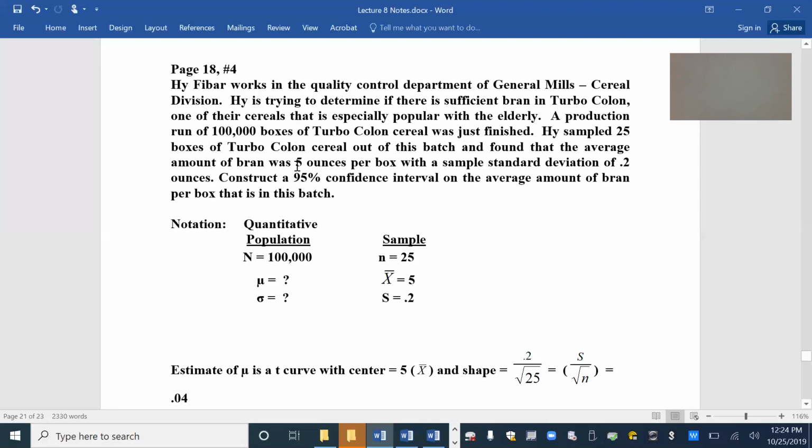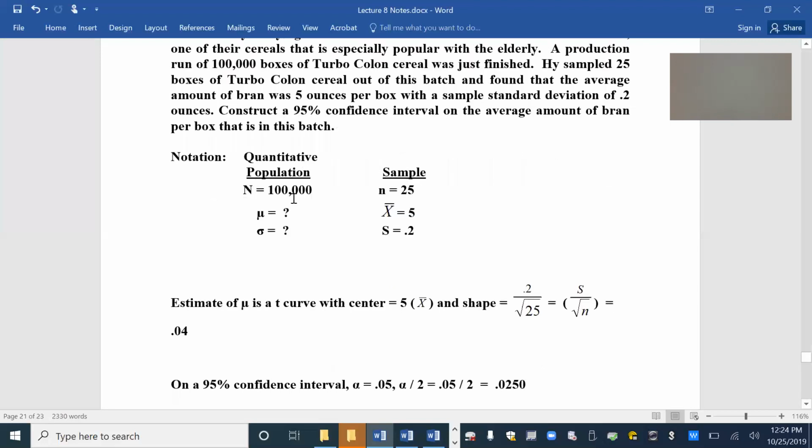What do I know? I know I got 100,000 boxes. Am I ever going to know mu or sigma? No, you will not. We're not going to do a census. We're going to sell this stuff. Are they going to do a census? No, they're not going to. How are they going to know what brand is? I got to scientifically test it. Took a sample of 25, got an X bar of 5, a S of 0.2.